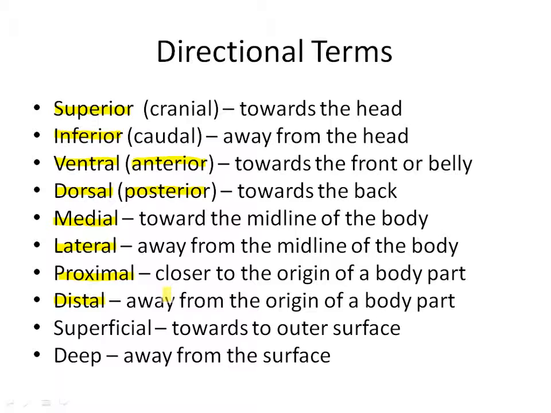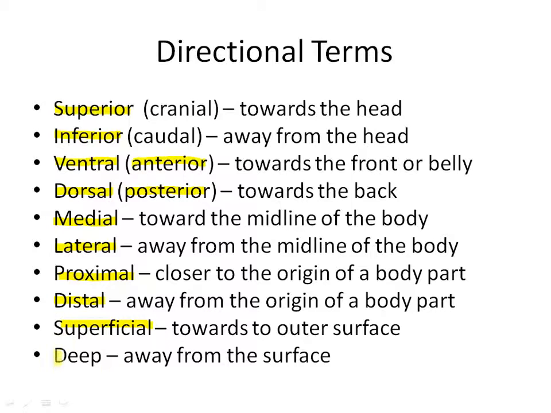Using an example of my arms, I would say that my wrist is more distal compared to my elbow. My elbow is more proximal compared to my wrist. On my legs, I could use the example, my ankle is more distal than my knee. My knee is more proximal than my ankle. You can't say your knee is superior to your ankle because you're comparing two regions of the leg, the same body part.